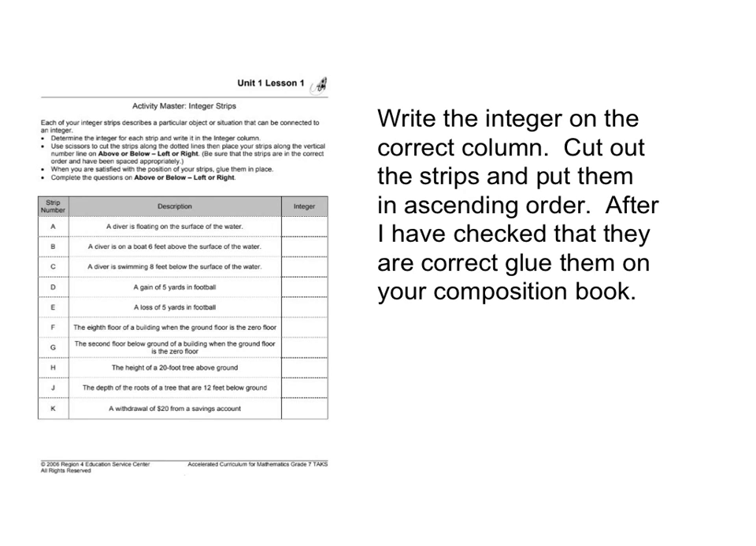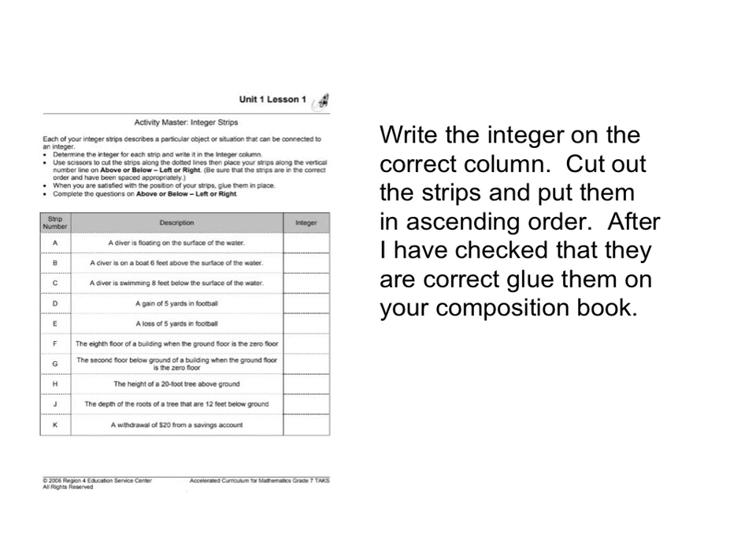What you're going to do on this activity, masters integer strips, is write the integer where it says integer. When you're done writing it, you're cutting it out and then putting them in order, in ascending order. Now, what does ascending order mean? Ascending means going up. So ascending means least to greatest. So if it's going up, it's least to greatest.